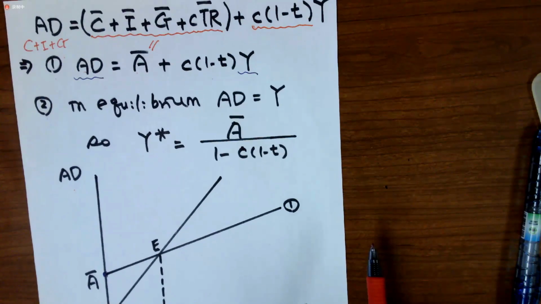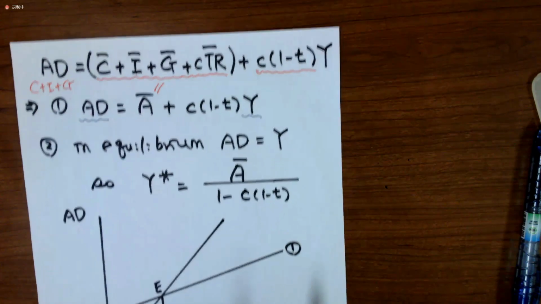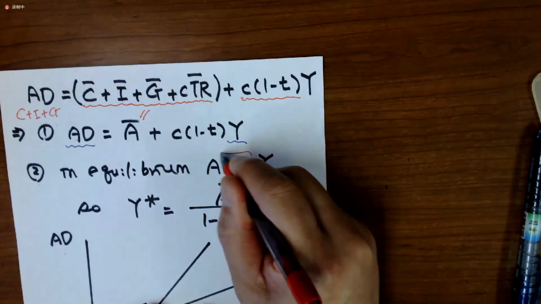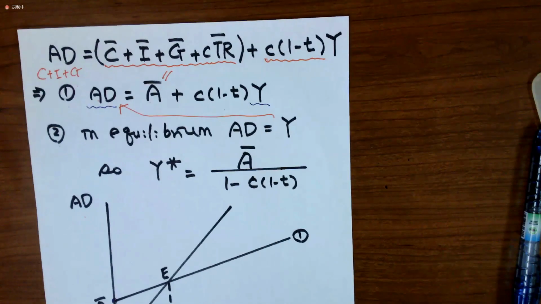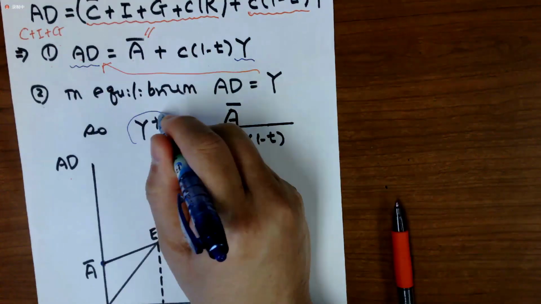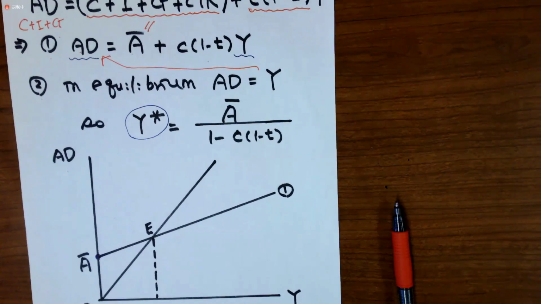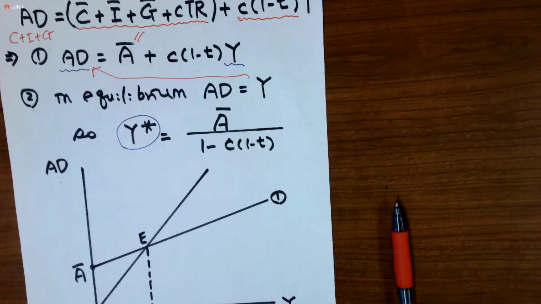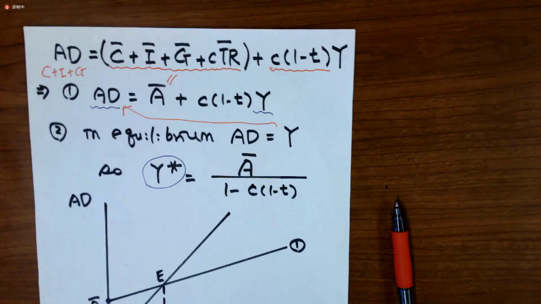You have done this multiple times by now. All you need to do is plug this Y from the right-hand side of the second equation into the left-hand side of the first equation, and then you end up with this mathematical expression for the equilibrium output of this macroeconomy when there is a government. Yes?